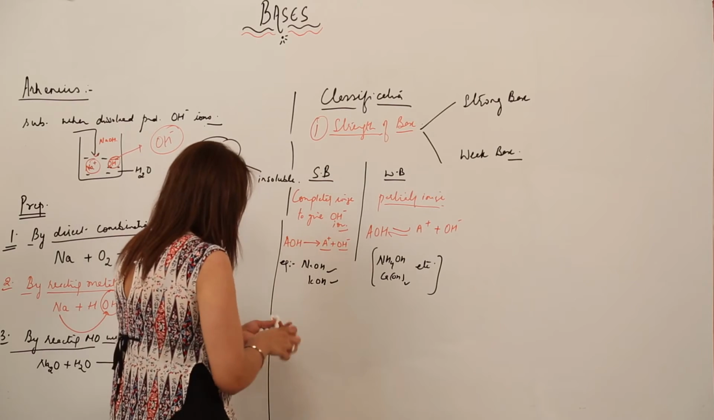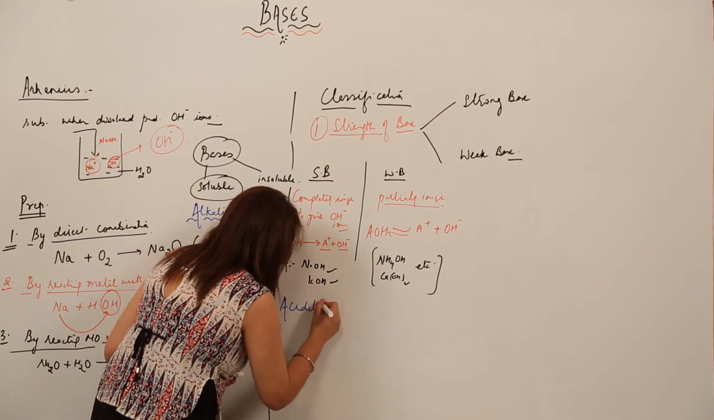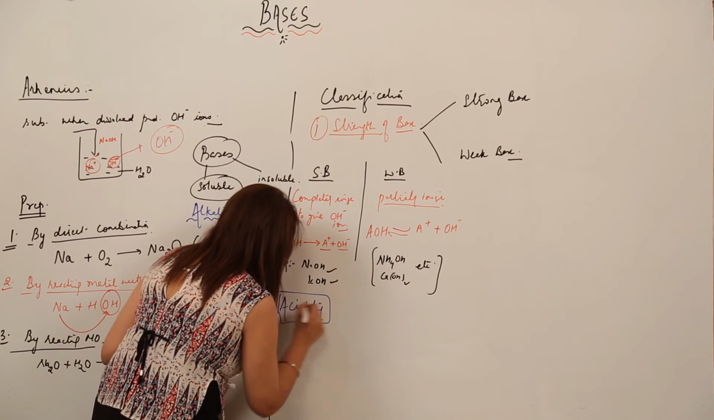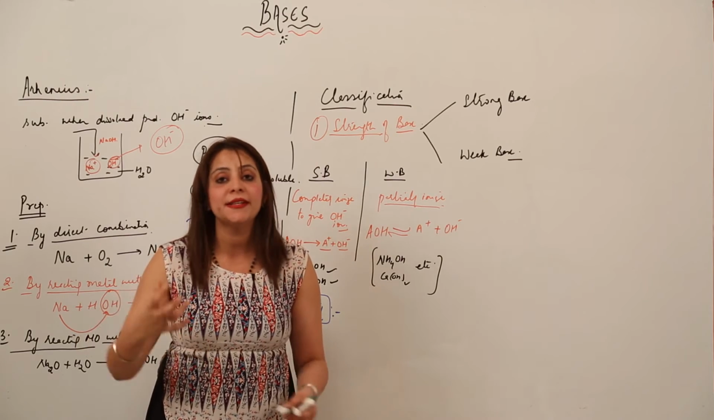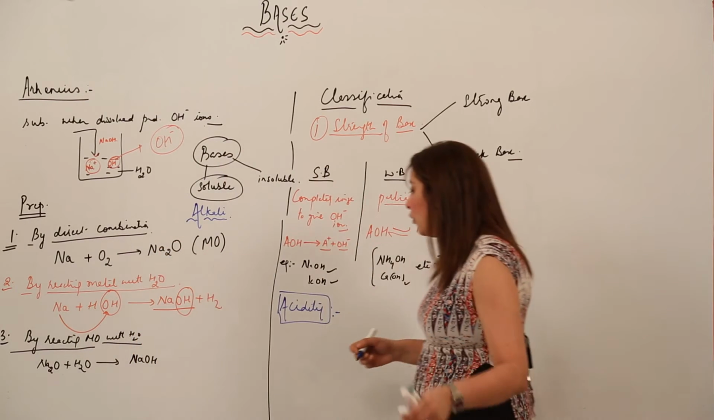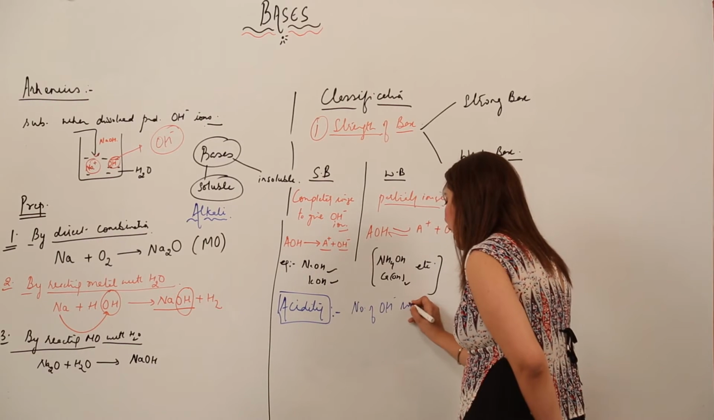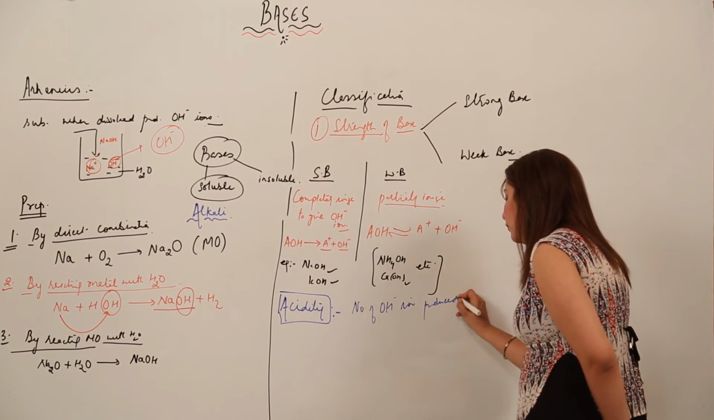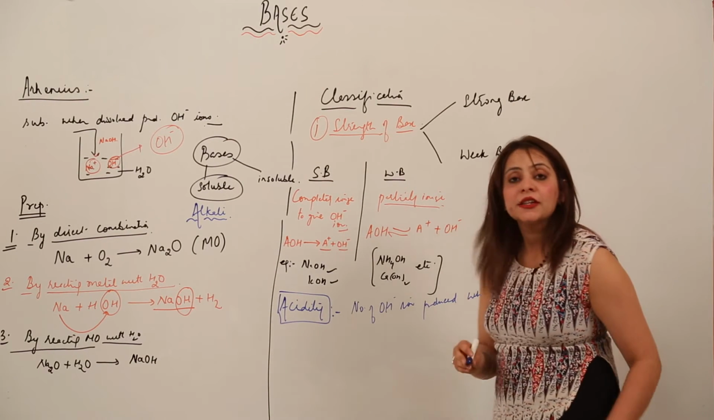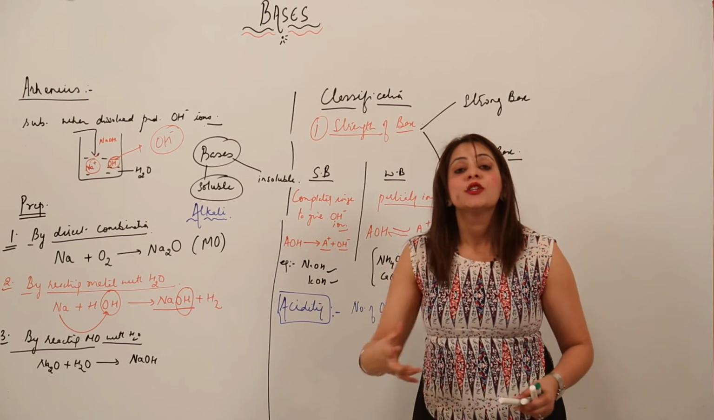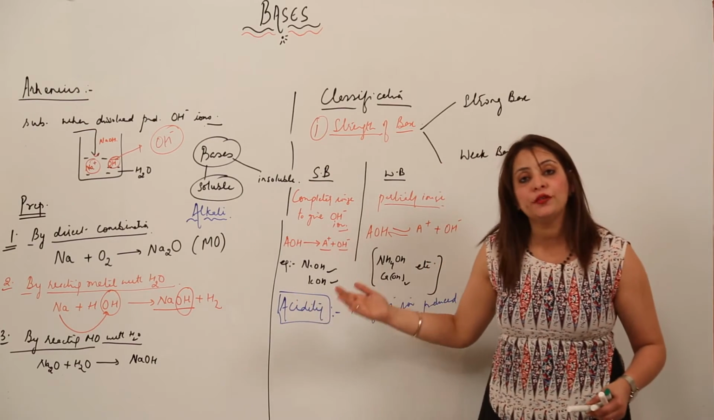Now we have a term, that is acidity. Like we had the term basicity for an acid, likewise we have the term acidity for bases. Acidity of bases means the number of hydroxide ions produced when a base is added to water. So when we are adding a base to water, the number of hydroxide ions which we get to see indicates the acidity of the base.